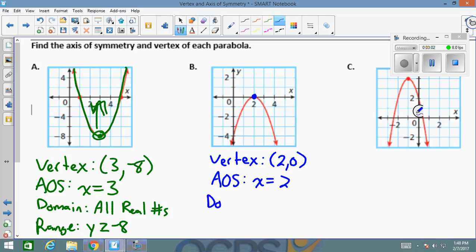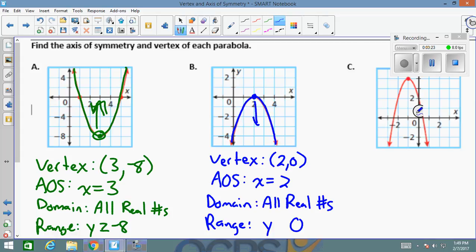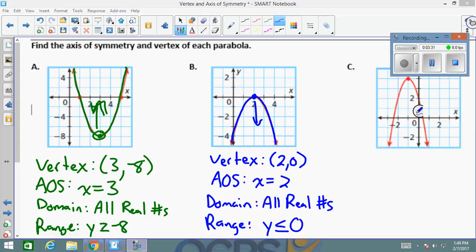Okay, the domain is always all real numbers. Okay, and our range, again, we always write y. The number we're going to write here is 0 because that's the y-coordinate of my vertex. And then if I look at this graph right here, everything falls below that point. Okay, well, below means less than, and then you always will put that equal to symbol underneath it. Okay, the last one.